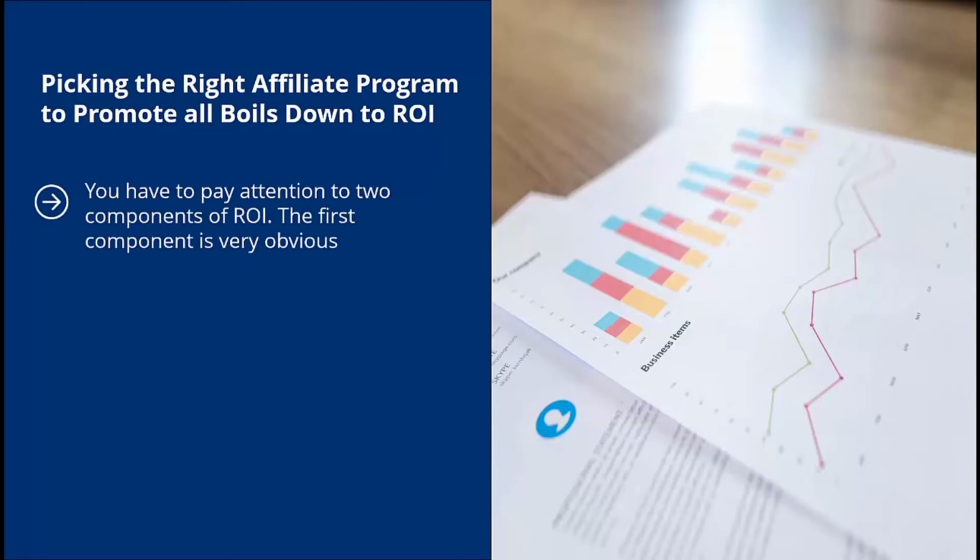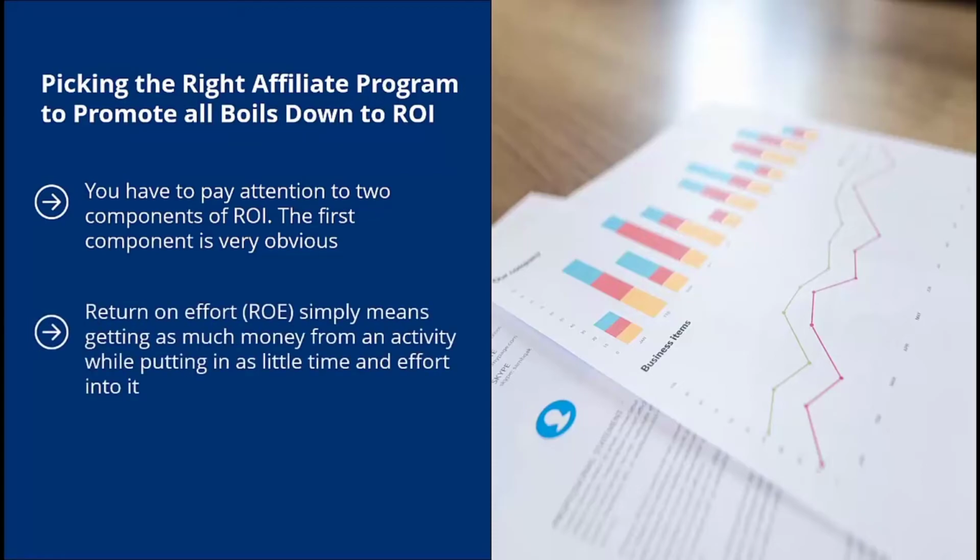You have to pay attention to two components of ROI. The first component is very obvious. This is return on investment. Put simply, how do you get the most return for every dollar you spend on your business? Return on effort, ROE, simply means getting as much money from an activity while putting in as little time and effort into it. Put it another way. How do I maximize my income while minimizing my effort? For every minute I spend on doing something, how do I maximize the amount of dollars coming out of that activity? Both these factors must be at play.